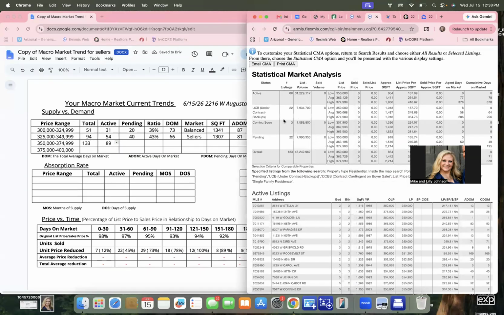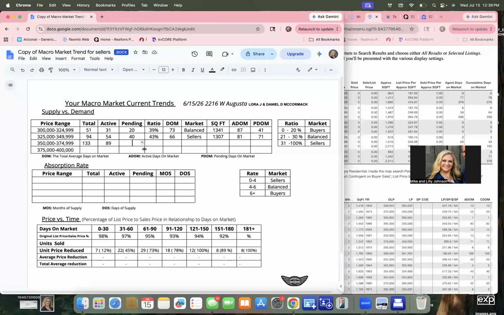And then same thing. So pending 22 plus 22 is 44. I can do that math. Okay, and then I take my pending. Same thing, 44 divided by 133, which is the total, and that gives me 33%. So now within that price range, we are back in a balanced market.